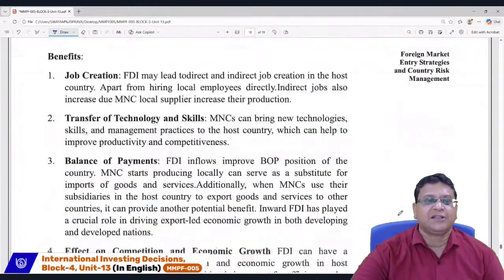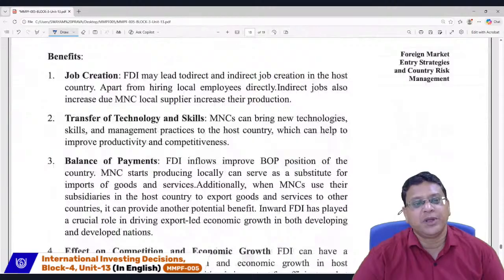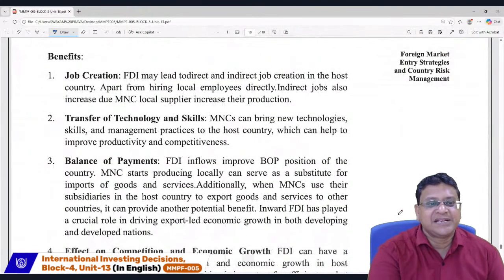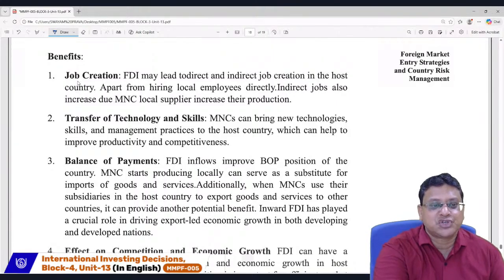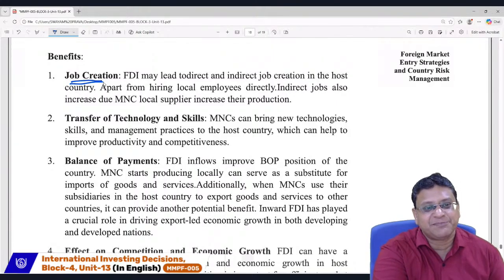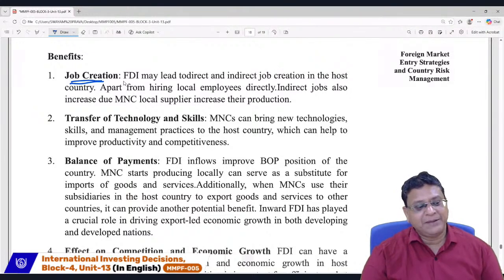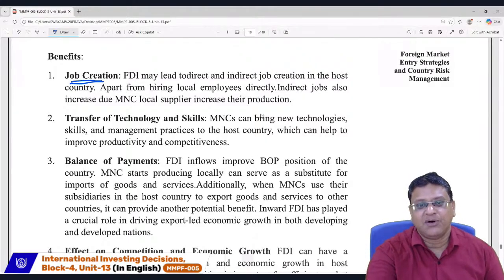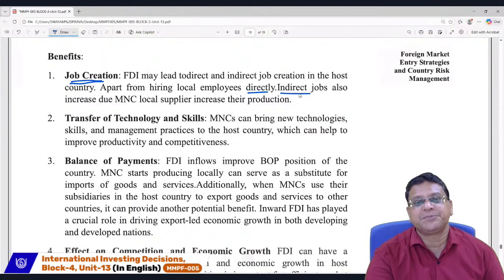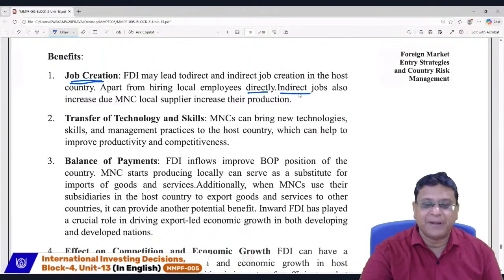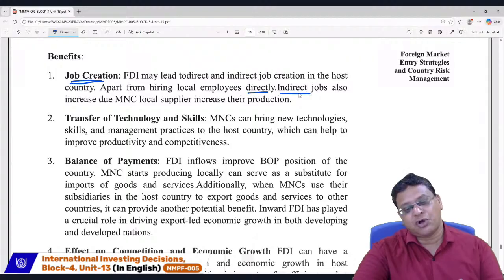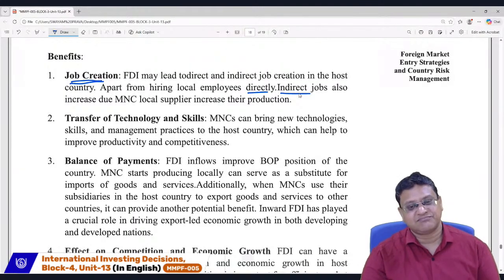Now, please see what are the benefits of FDI to a host country. When FDI comes to a country, it creates jobs. So, job creation is the first benefit of FDI. The jobs can be created in a direct way or indirect way. So job creation may be direct jobs or indirect jobs. Direct jobs means jobs in the particular company. Indirect jobs means jobs in ancillary industries.